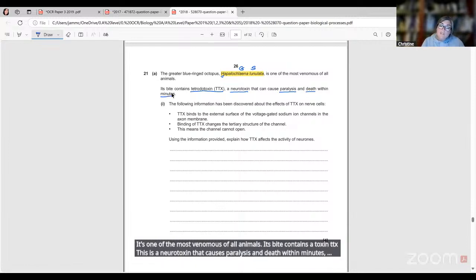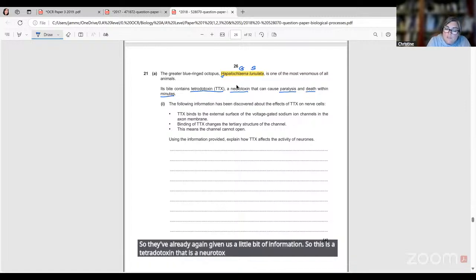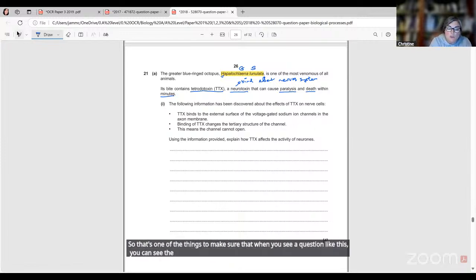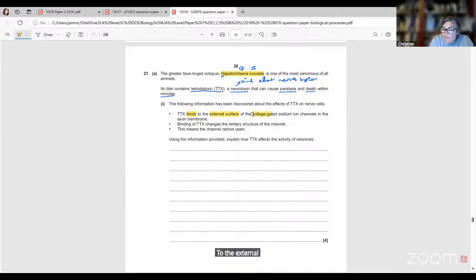Right. So they've already, again, given us a little bit of information. So this is a tetrodotoxin that is a neurotoxin. So therefore, we know that it is going to be something that can bind and affect our nervous system. So that's one of the things to make sure that when you see a question like this, you can see the hints that they've given you. What else have they told us? Right, well, they've told us that it has been discovered about the effects. Okay, it binds to the external surface of a voltage-gated sodium ion channel in the axon membrane.